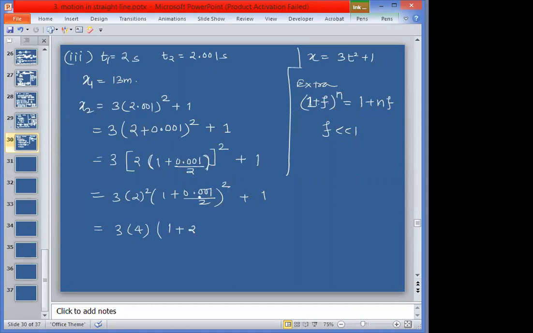So 2 times the fraction. Fraction is 0.001 upon 2. Bracket complete. Plus 1. Sir, this 2 cancel. 3 into 4, 12. Slowly try to understand. 3 into 4, 12. In the bracket 1 plus this, 2 cancel. 0.001. 2 cancel झाला. 0.001 plus 1 as it is. So 12 in the bracket 1.001 plus 1. 12 ने multiply करायला. 12 into 1, 12.